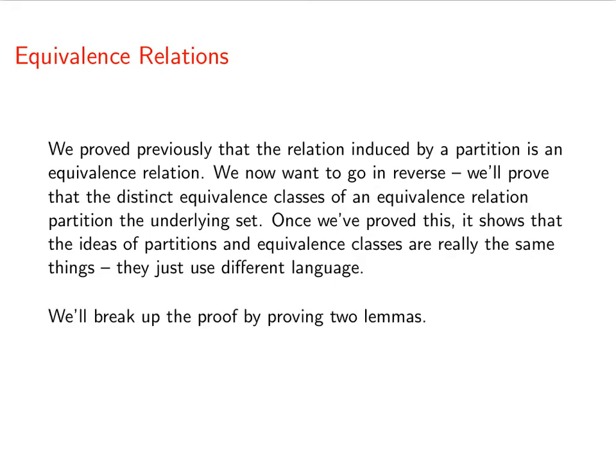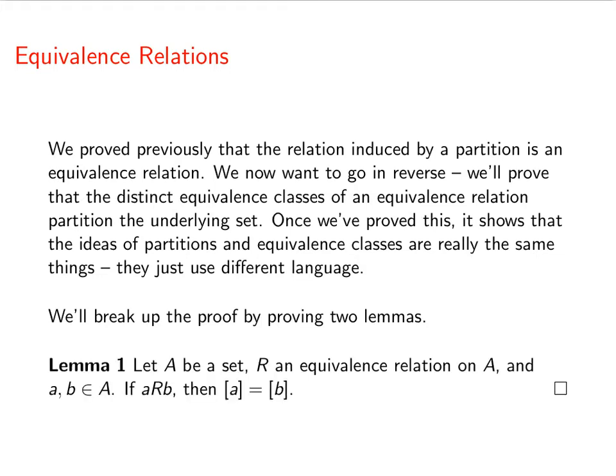Now we're going to break up the proof by proving two lemmas. And the first lemma looks like this. Let's let A be a set. Let's let R be an equivalence relation on A. And let's let a and b be elements of A. If a is related to b, then the class of a is equal to the class of b. This is a very useful lemma just to keep in mind in terms of how you can tell when two classes are the same.